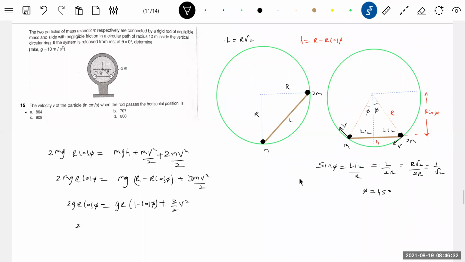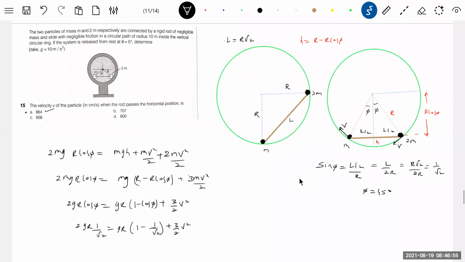That we will substitute here, 2gR. Intentionally they have not given the length of the rod. From the diagram we are supposed to calculate. Solving this will get the required answer. Okay. Nothing to do, just conservation of mechanical energy.